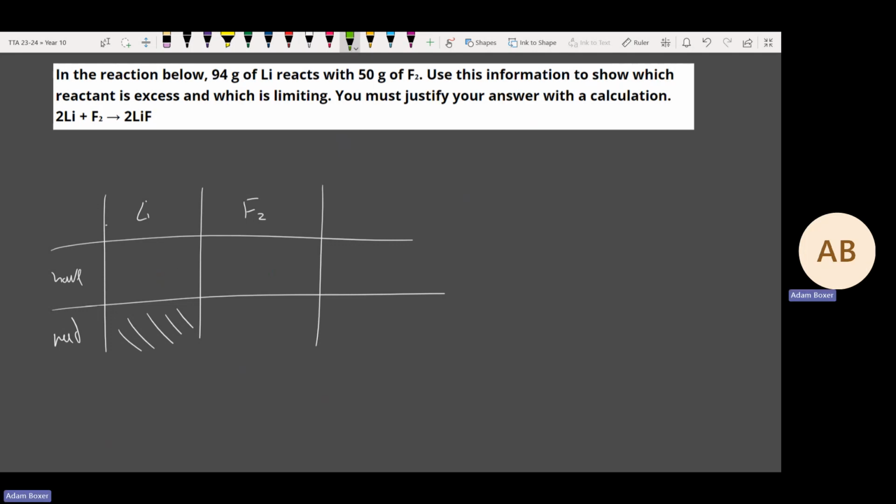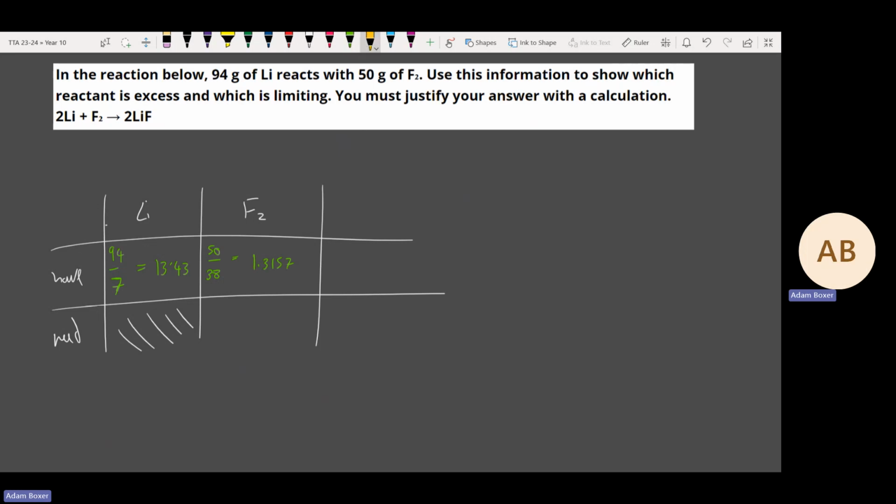Okay, so what you should have is for lithium, you've got mass, which is 94 divided by 7. Sorry, pen's being weird. There we go. 94 divided by 7 is 13.43. Whereas for the fluorine, I've got 50 divided by 38, which gives me 1.3157. Hopefully you got both of those right.